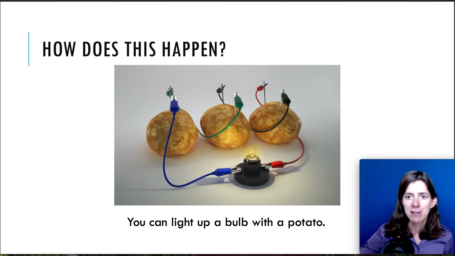Let's start off this video with a question. How does this happen? You can light up a bulb with a potato. You can't light up a big bulb with just one potato, but if you hook up 3 potatoes together in a certain way, you can actually light up a very small light bulb. Any thoughts about how this is possible, please put them in the comments below.